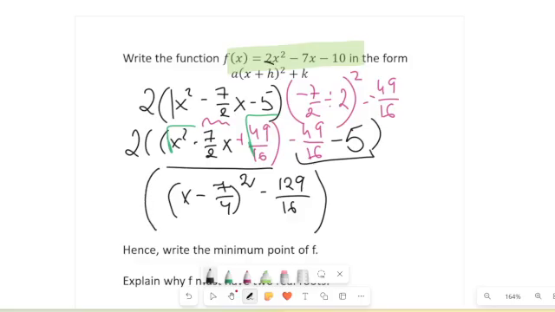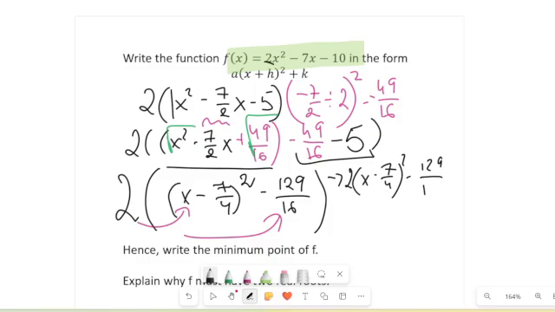Remember that we have another bracket 2 with the 2. So now we need to go back and remove that by multiplying everything by 2. So that leaves me with 2 bracket x minus 7 over 4 squared minus 129 over 8, because the 16 and 2 will cancel. Okay, and this is my vertex form, a(x minus p) squared plus q.